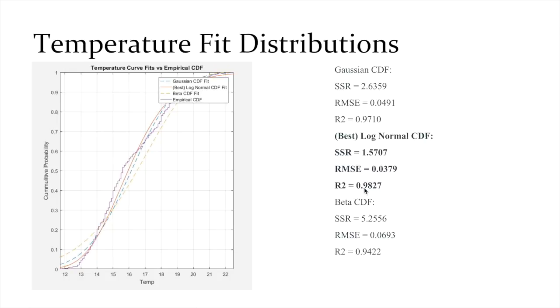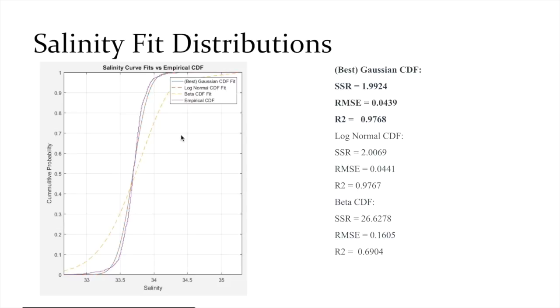As for salinity, as we can see here by the graph, our best fit was the normal distribution. However, it was a very close margin when compared to the last. The SSR for this was 1.9924 and the RMSE was 0.0439. As you can see from the log normal distribution, this was really close to these. But from our analysis and the given parameters from before, we were able to see that the normal distribution best fit the salinity data.